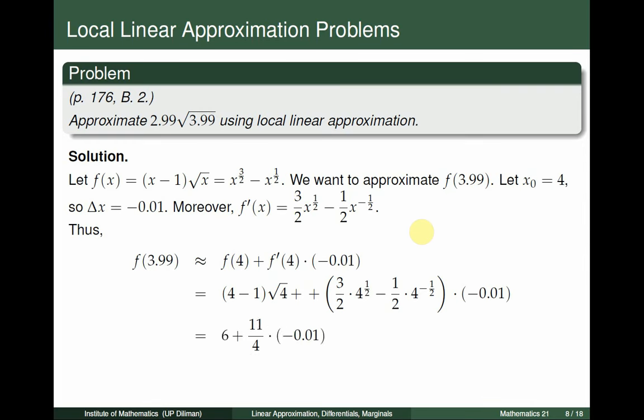4 minus 1 times square root of 4 is 6. And 3 halves times 4 raised to 1 half minus 1 half times 4 raised to minus 1 half is 11 fourths. So the expression becomes 6 plus 11 fourths times negative 0.01, which is 6 minus 0.0275 in decimal form, which is 5.9725. So that is the final answer. Let's take a moment to digest the solution. Okay, let's move on to the next problem.